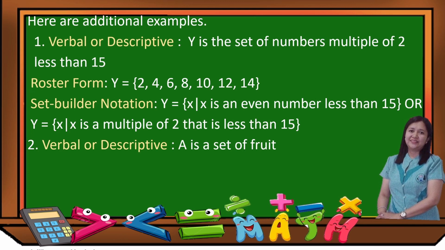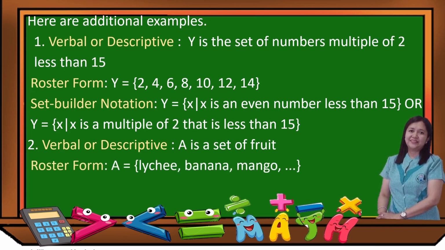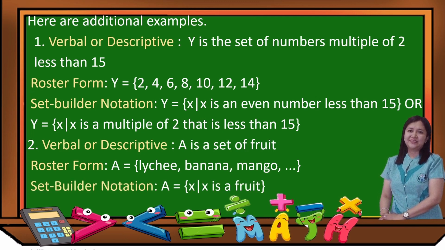How about number 2? Set A is a set of fruits. So that is verbal or descriptive. For roster form, set A, the elements are lychee, banana, mango, and so on. For set builder notation, set A is the set of all x's such that x is a fruit.